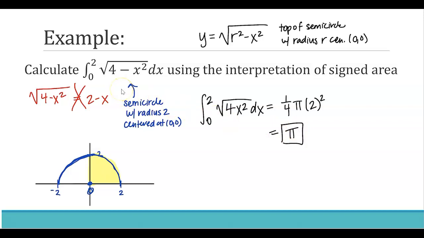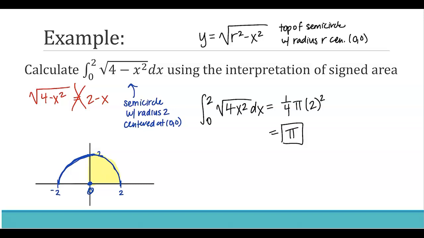So the answer to this definite integral is pi. Now, the previous three problems have all said calculate using the interpretation of signed area. But as we move forward in our study of integration, we would have to recognize when we can actually do this. So the reason we could do this interpretation of signed area on the last couple problems is because the functions themselves created these perfect geometric shapes that we have known formulas for.